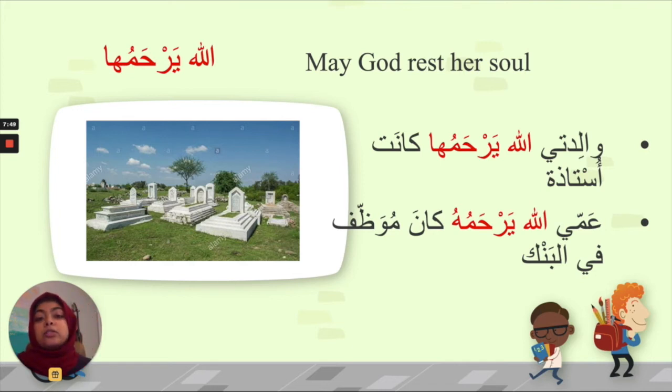So anytime you mention someone who's passed away, you always use this phrase after you mention that person. So you can say rahimahullah or you can say Allah yarhamuha. Both of them work. Ammi, Allah yarhamuh, kana muwazzaf fil bank. So my uncle, God rest his soul, was an employee in the bank. This is a cultural phrase that you use with anyone who's passed away. If you were to read an obituary, the way that you would know that it's an obituary is because you're going to see this phrase.